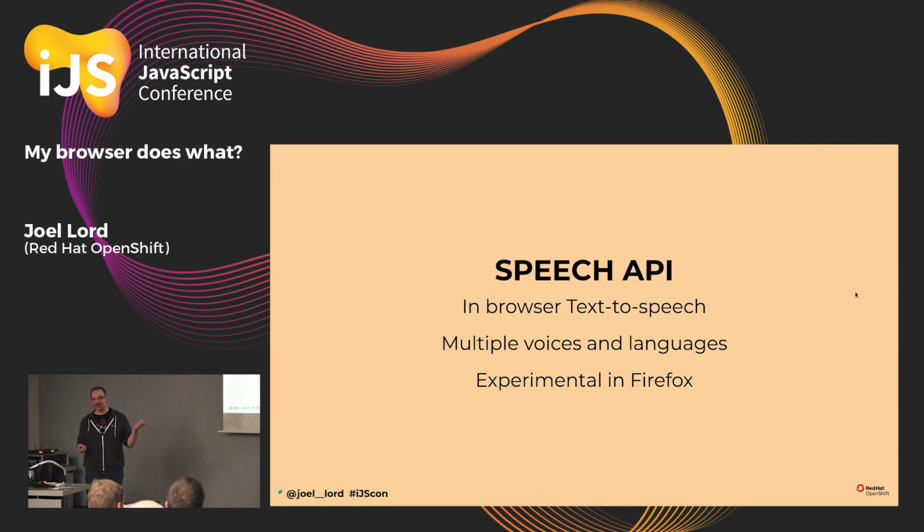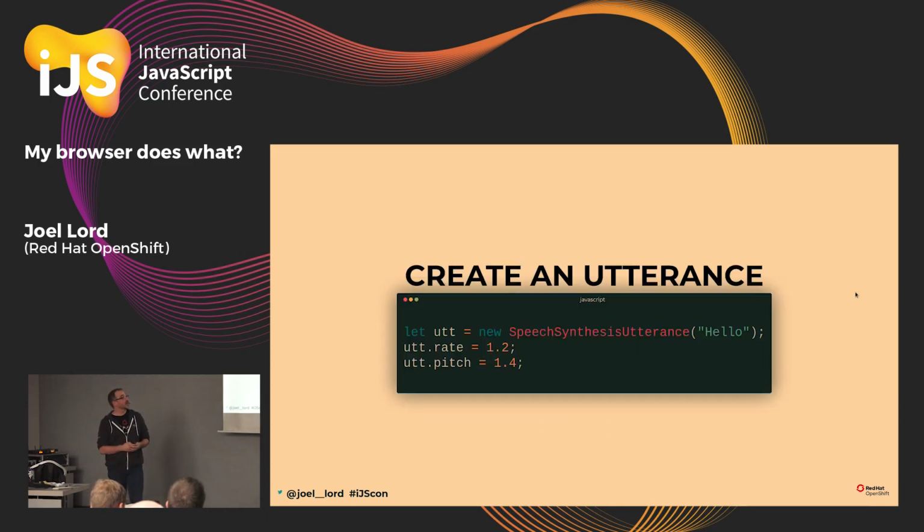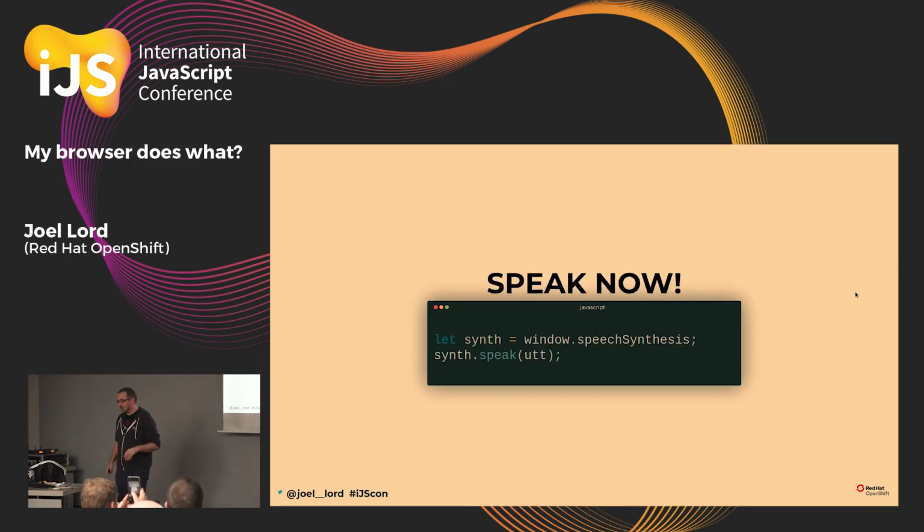Support in Firefox is somewhat experimental, as it is in iOS. But we'll see it on Chrome. I'll actually show it on Firefox as well. The first thing that you'll need to do is to create an utterance. So you will create a new speech. You'll give it a string to be spoken. And then you can specify a rate and a pitch to adjust the voice a little bit.